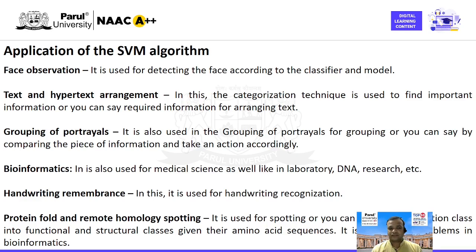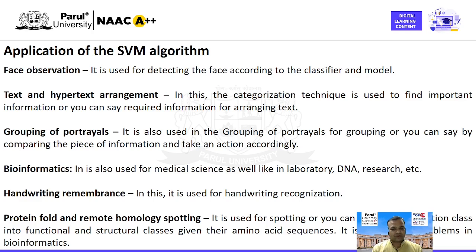First one is face detection. It is used for detecting the face according to the classifier and model. Next one is text and hypertext categorization. In this, the categorization technique is used to find important, or you can say required, information for arranging text.